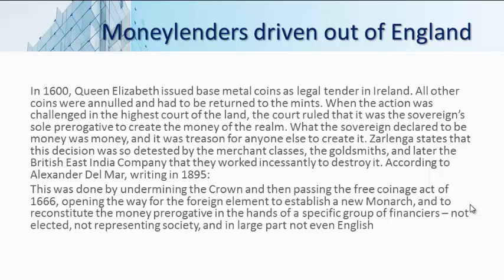This action was challenged in the courts, and the court ruled that it was the sovereign's right to create money, and nobody else had that right. So they supported Queen Elizabeth, and it was treason for anyone else to create it. But the merchant classes, the goldsmiths and the financiers, did not like this at all, because the privilege of money creation was taken away from them. So basically they worked to get rid of this.